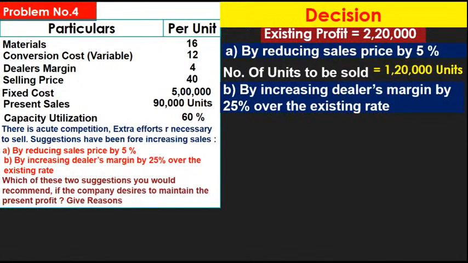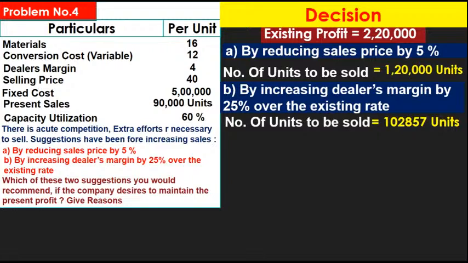Second, by increasing the dealer's margin by 25% over the existing rate. When the company increases the dealer's commission by 25% over the existing rate, note the number of units to be sold: 1,02,857 units.